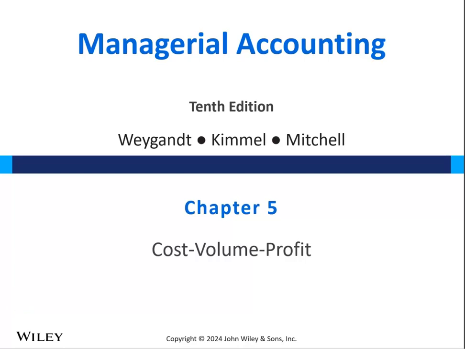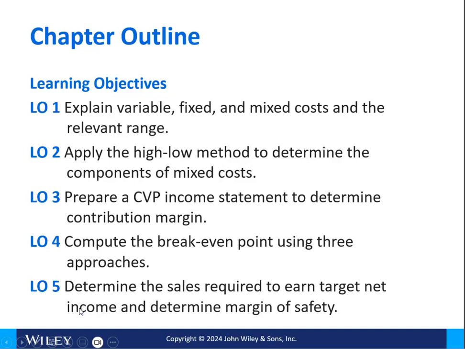In this video, we're going to cover Chapter 5, the Cost, Volume, Profit. Learning objectives. We're going to explain variable, fixed, and mixed costs in the relevant range. Apply the high-low method to determine the components of mixed costs. Prepare a CVP income statement to determine contribution margin. Compute the break-even point using 3 approaches, and then determine the sales required to earn target net income and determine margin of safety.